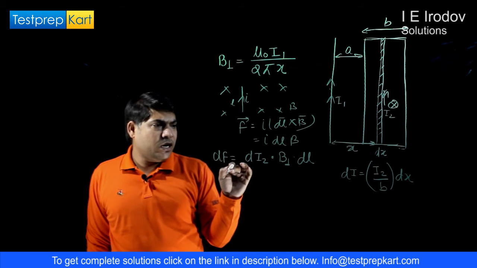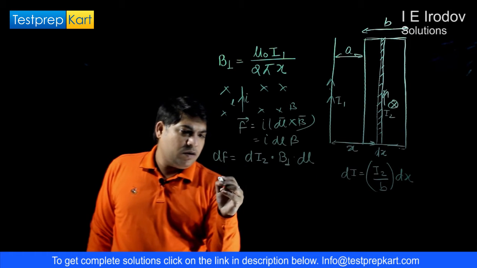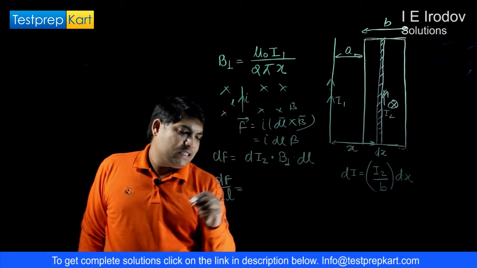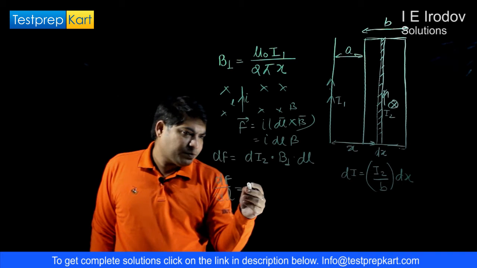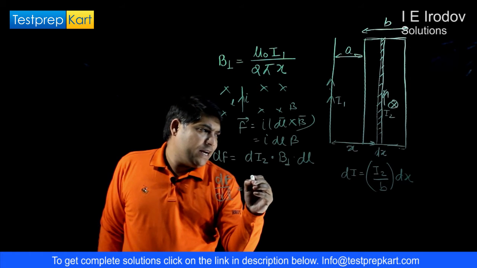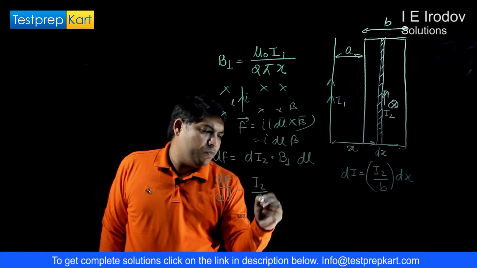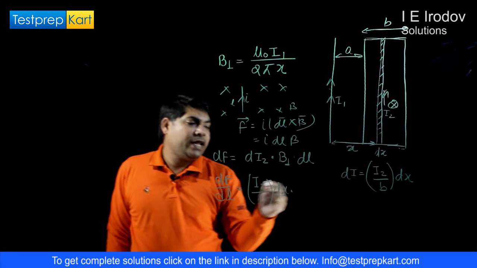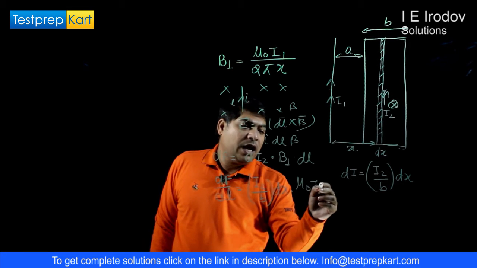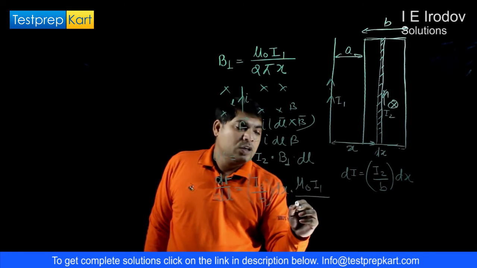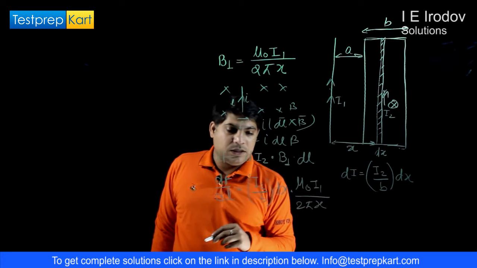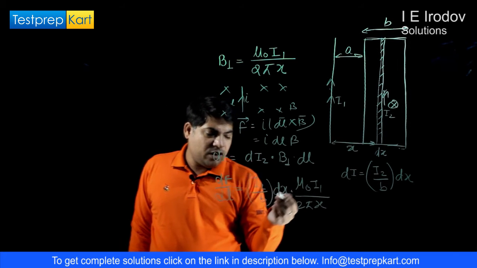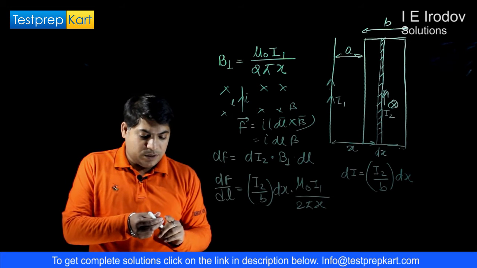But here we are keen to find the force per unit length, so we can take dF over dl equals dI2, that is I2 over B into dx, into the magnetic field, that is mu naught I1 over 2 pi x. From here now we can integrate this expression.